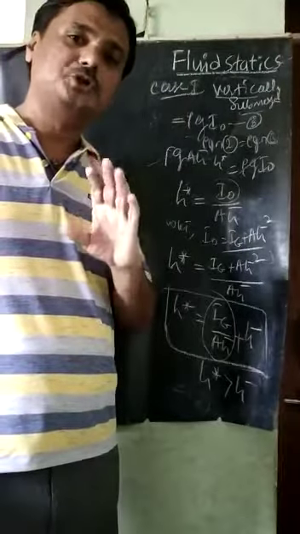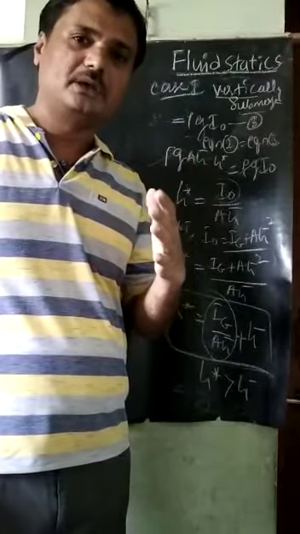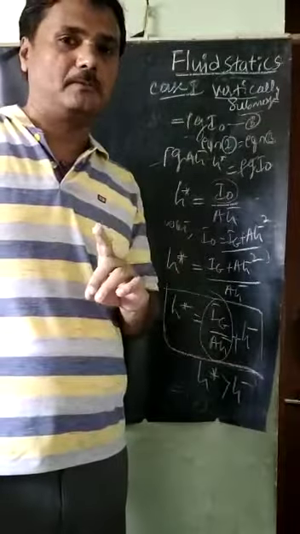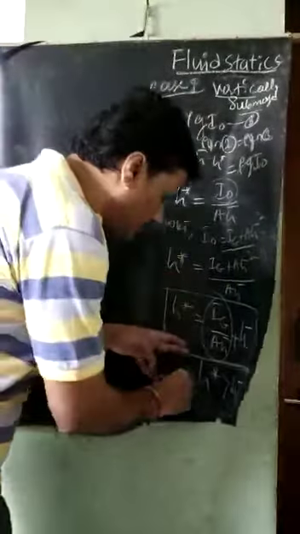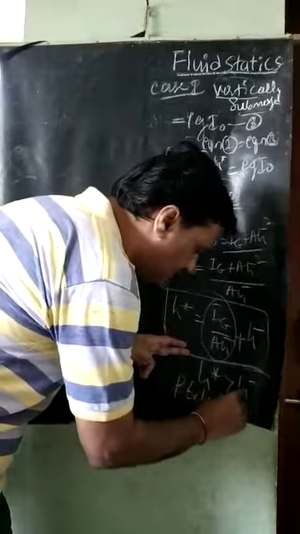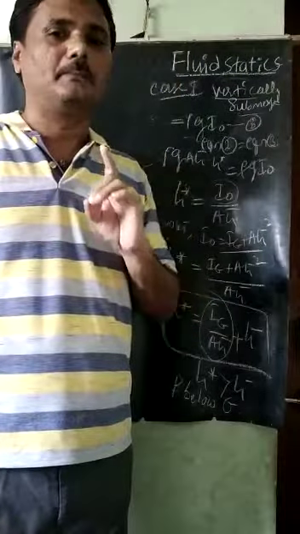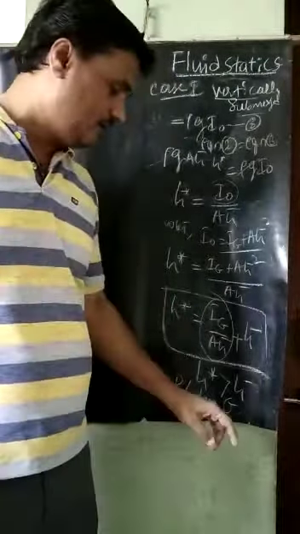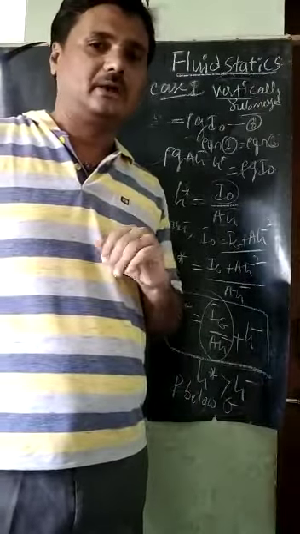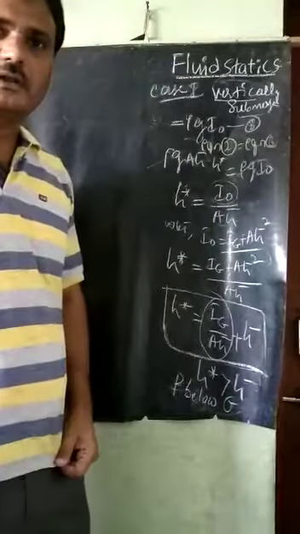Whatever assumptions we have taken for the drawing and the derivation are correct. H star is greater than H bar, which means the center of pressure P is below the center of gravity G. The center of pressure always appears below the center of gravity when the surface is submerged in a liquid. That is the proof, the derivation for this H star.